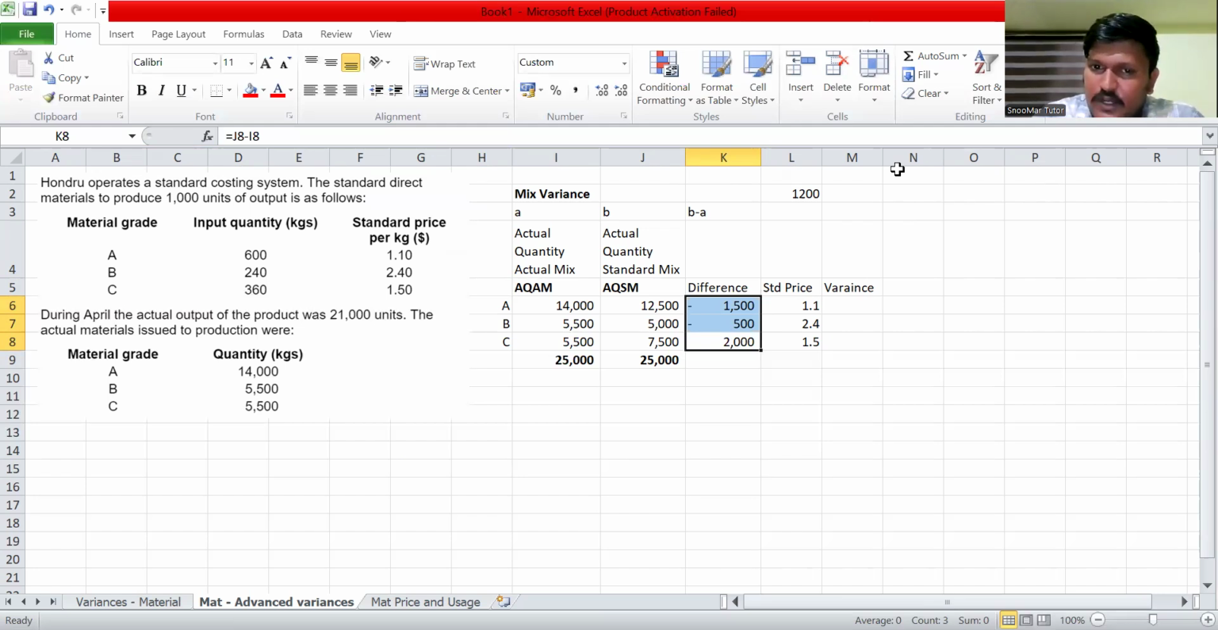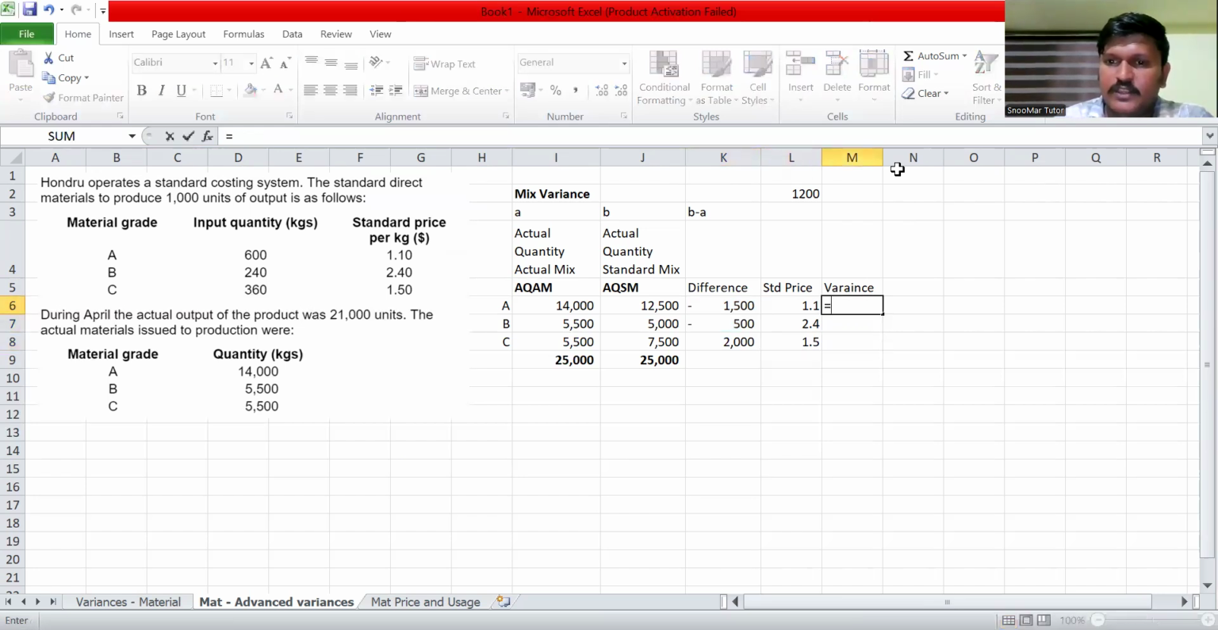Actually out of this 14,000, the proportion of A, B and C changed between the actual mix and the standard mix, the actual quantity at standard mix. That's why this variance is coming. Now you have to value or monetize this using the standard price. So you multiply this difference with your standard price, whatever the sign you are getting. If it is negative, this is adverse.